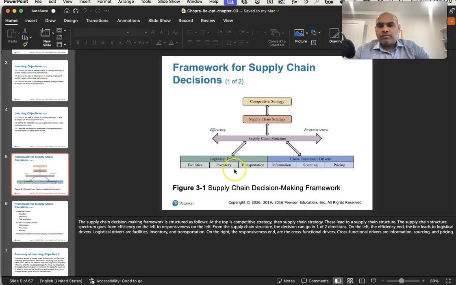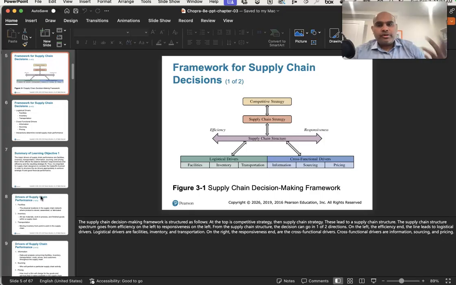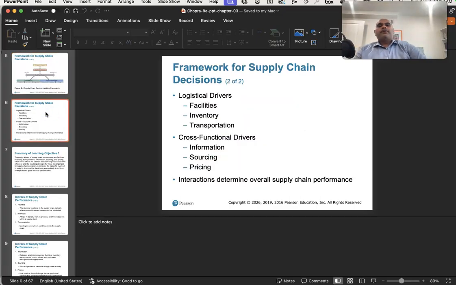Right. So we'll go through all 6 of these drivers and how they affect supply chain decisions and design in this video. And in the next video, we'll talk about how these affect financial performance of a supply chain. Right. So let's begin with the framework for supply chain decision. So we have these 3 logistical drivers and the 3 cross-functional drivers, and the interactions between these different drivers determine overall supply chain performance.